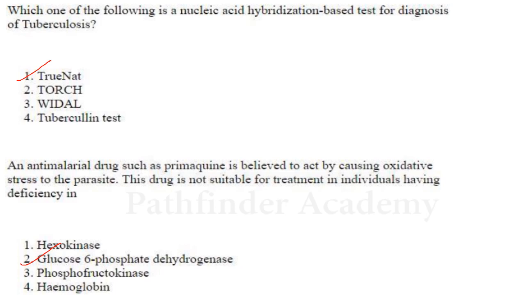Then next one. An anti-malarial drug such as primaquine is believed to act by causing oxidative stress to the parasite. This drug is not suitable for treatment in individuals having deficiency in... So if the individual is deficient in glucose 6-phosphate dehydrogenase, they won't be given primaquine treatment. Why? Because it causes severe hemolysis in patients with glucose 6-phosphate dehydrogenase deficiency. So primaquine is not given to such patients.